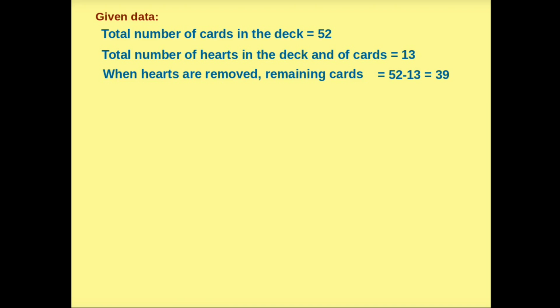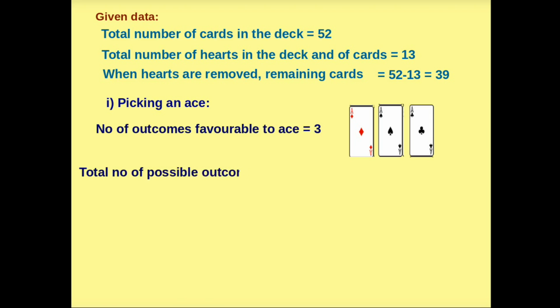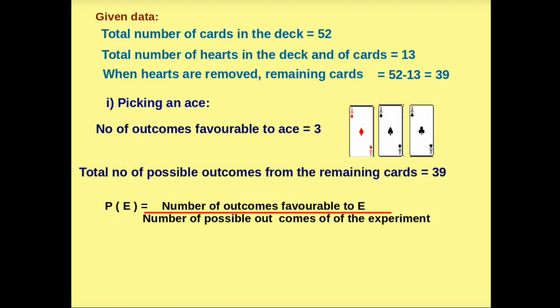Picking an ace. How many aces will be there in the deck? After removing hearts, only 3 aces will be there. Therefore, the number of favorable outcomes to an ace is 3. The total number of possible outcomes from the remaining cards is equal to 39. Therefore, probability of the event is equal to FO by TO, favorable outcomes by total, that is 3 by 39. They will get cancelled, giving 1 by 13.